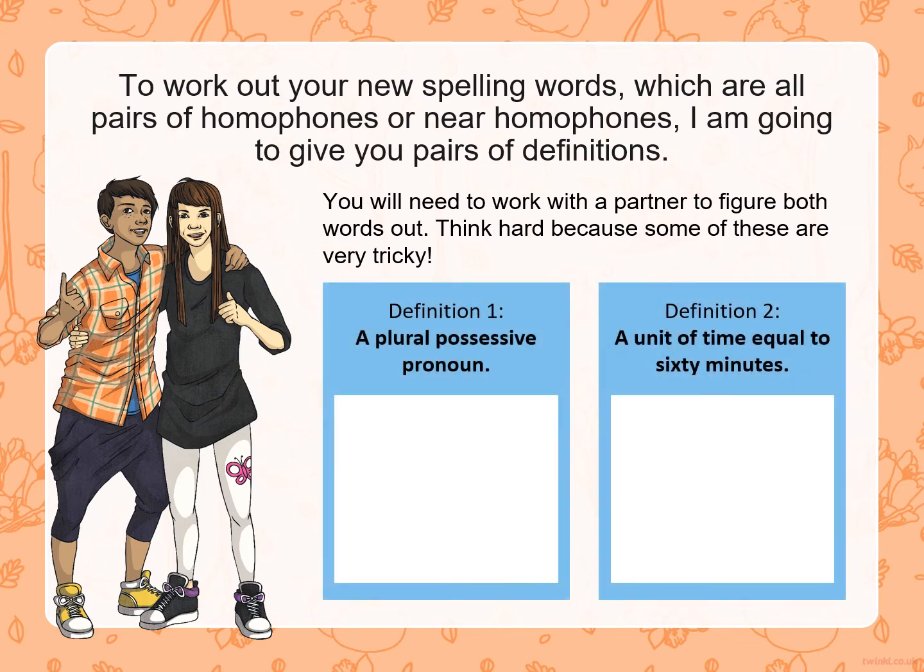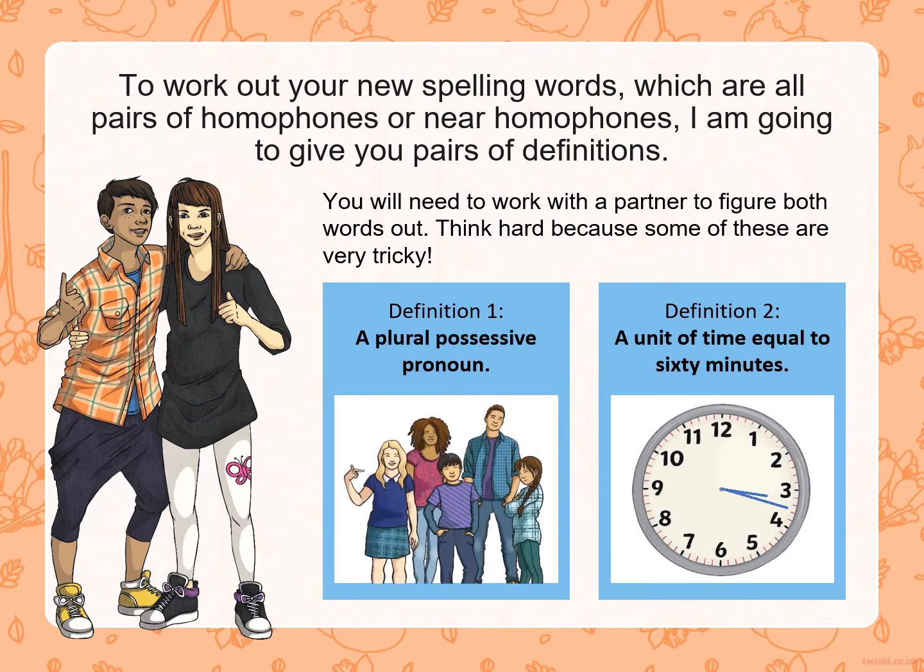So, first word we've got, the definition is a plural possessive pronoun, lots of P's there. The second definition is a unit of time equal to 60 minutes. So one might be easier to get than the other. I'll give you 5 seconds to think of what those two homophones could be. So, the first one on the left is the pronoun our, possessive, our family, our house. The second definition is the word hour for 60 minutes. Okay, so they sound exactly the same, but they are spelled differently.